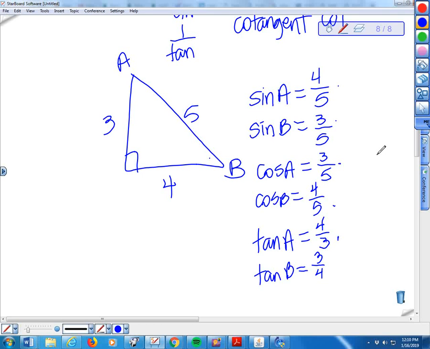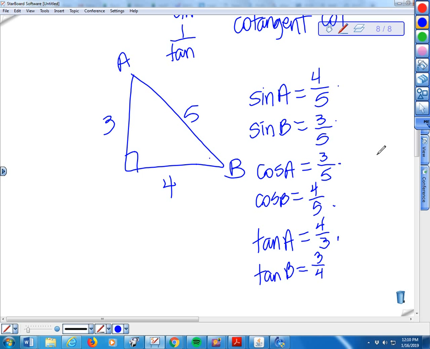Does that make sense? So remember SOHCAHTOA. Sine is always opposite over the hypotenuse. Cosine is always adjacent over the hypotenuse. Tangent's always opposite over adjacent. If you're missing any sides or hypotenuse, solve for them using Pythagorean theorem. Make sure you have no radicals in your denominator. And then you can find sine, cosine, tangent, secant, cosecant, cotangent very easily by looking at the triangle you've created.